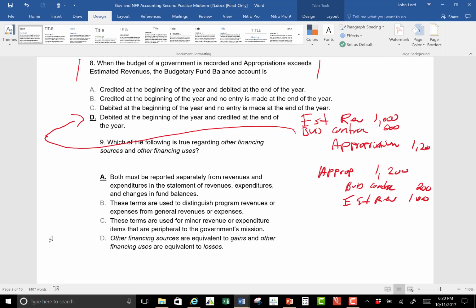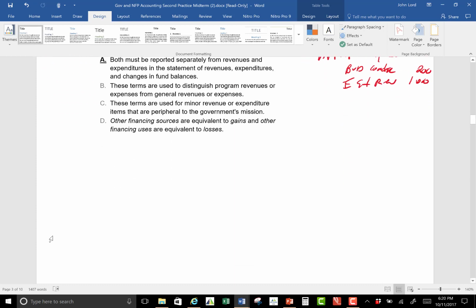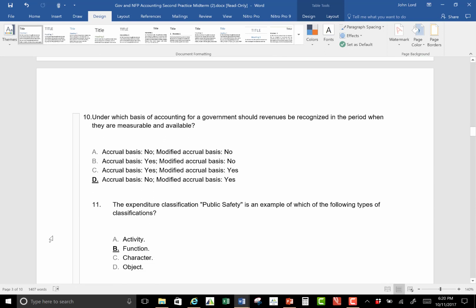Okay, good. Come over and let's take a look at number 10. Which basis of accounting for government should revenues be recognized in the period in which they are measurable and available? Measurable means we know the amount. Available means it'll be collected during the current period or within how many days? 60 days. Good. That is a modified accrual accounting rule, isn't it?